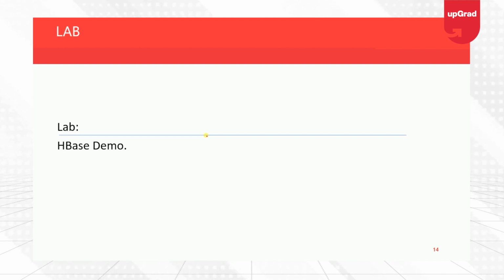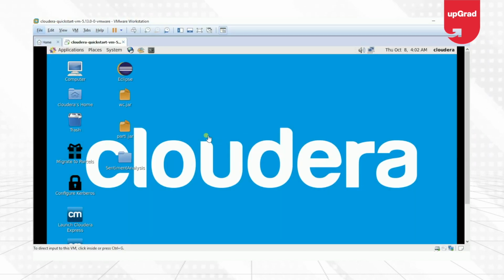In order to get started with the HBase lab, here I'm utilizing a Cloudera virtual machine. This is a virtual machine provided by Cloudera.com, and I'm using VMware Workstation for running this virtual machine. In case you do not have access to this VM, it is recommended to download it from Cloudera.com and VMware Workstation from VMware.com.